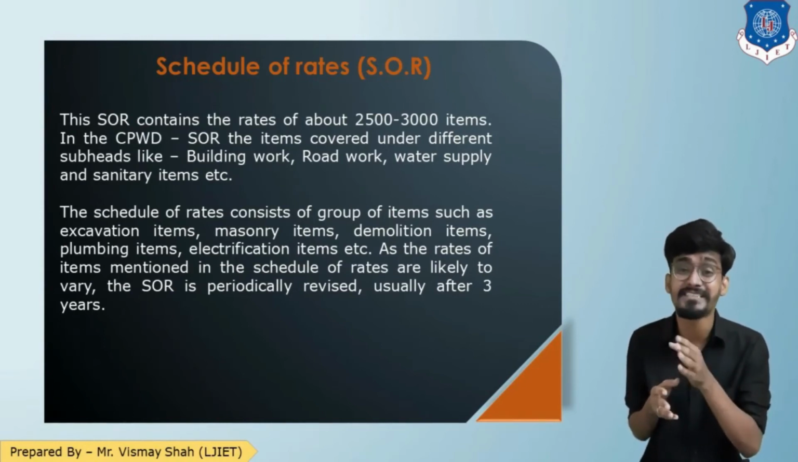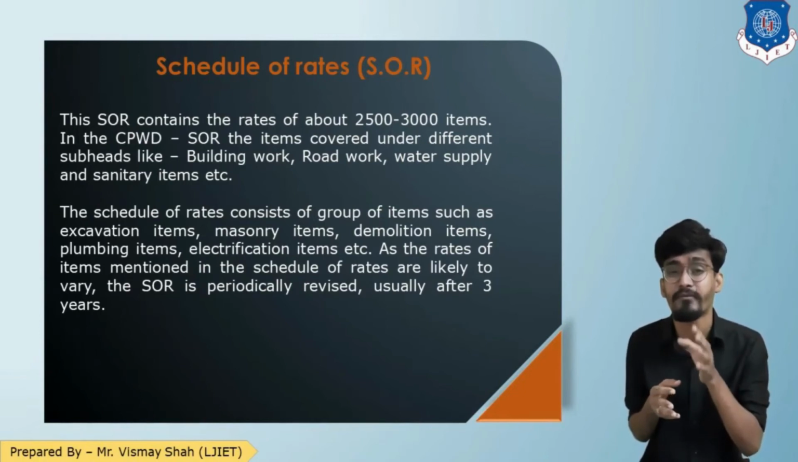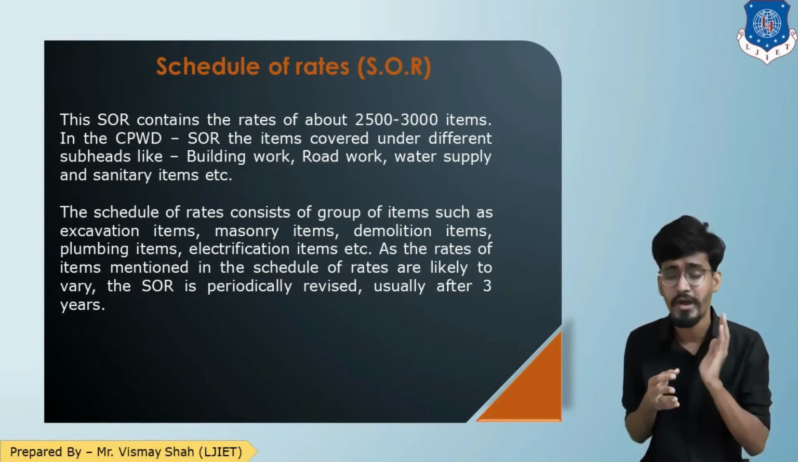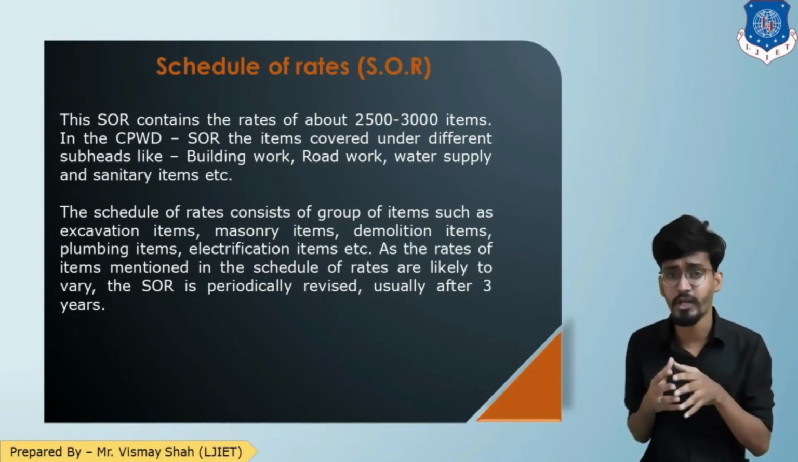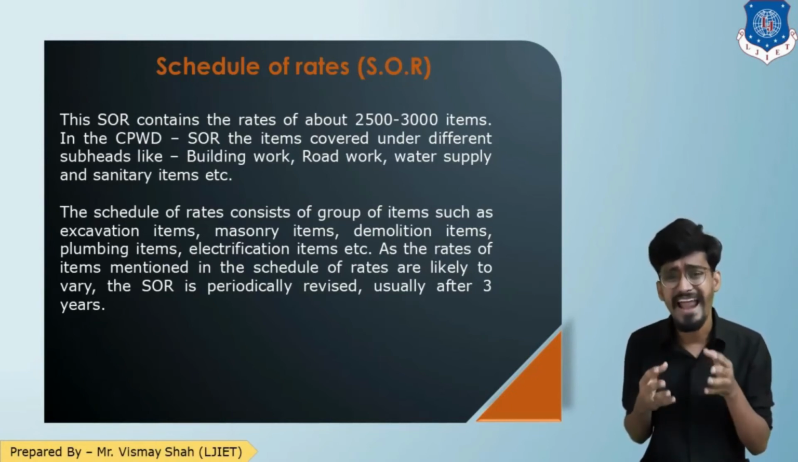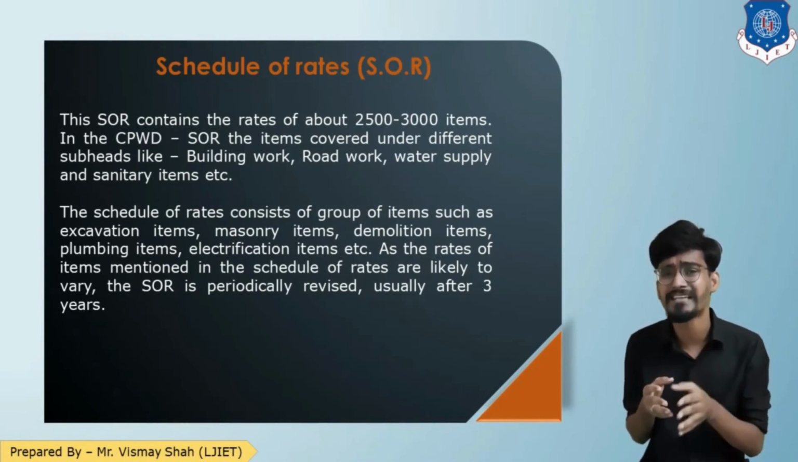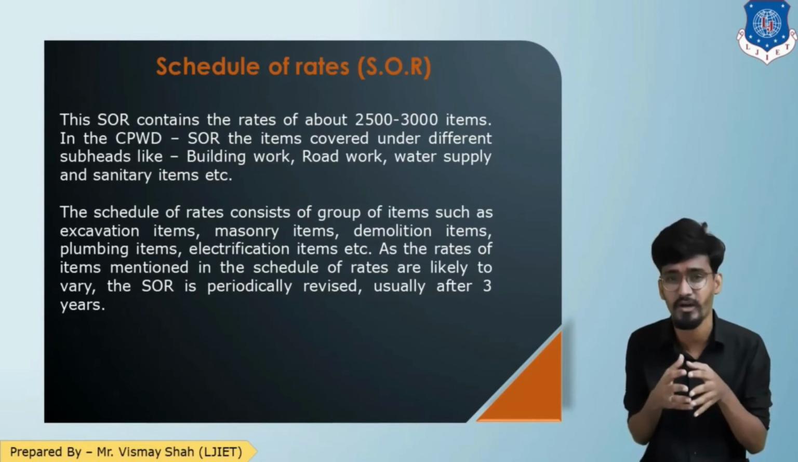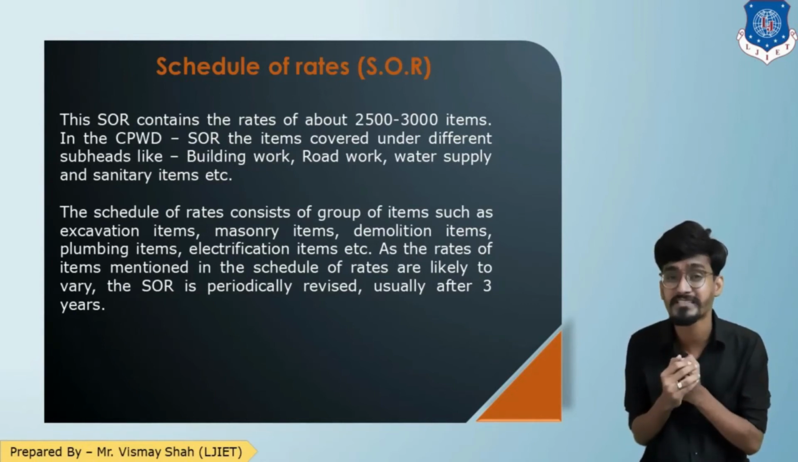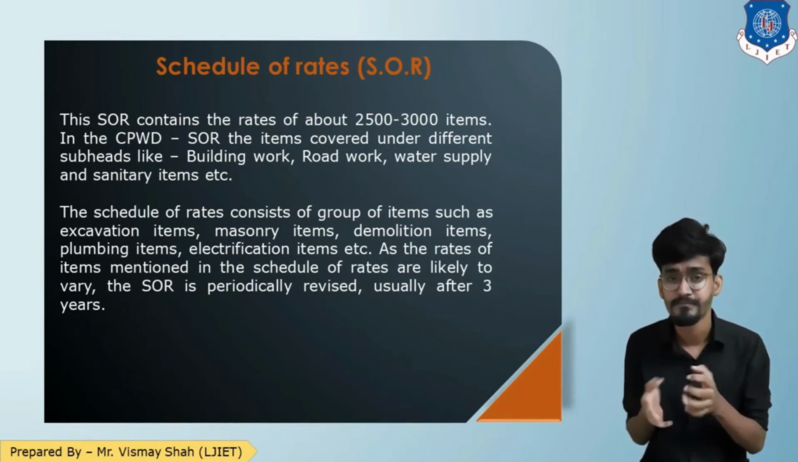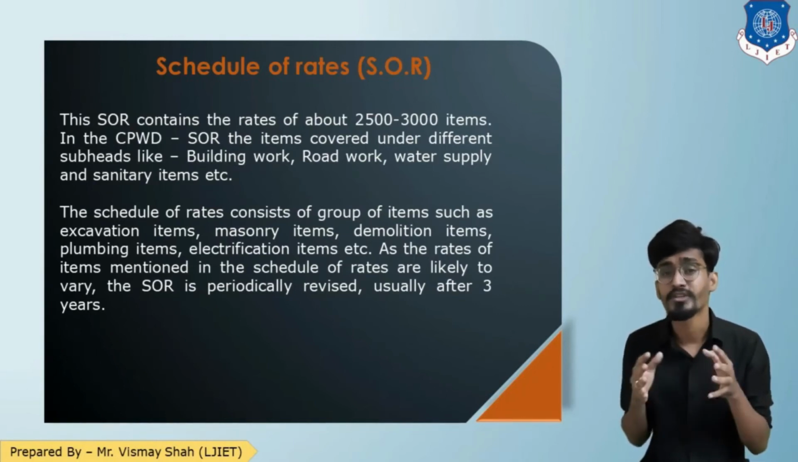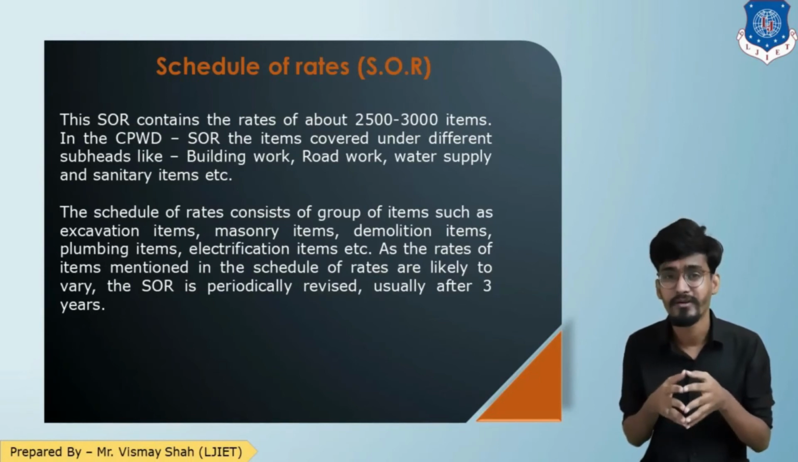SOR is just a guidance that the current market rate of a particular item of work is this. So I hope you are getting my point. Another thing, if you are quoting the rate below the schedule of rates, the client or the government can ask for proper justification of that rate. Why are you quoting 60 rupees if in the schedule of rates it is 85 rupees? So that was about the schedule of rates.